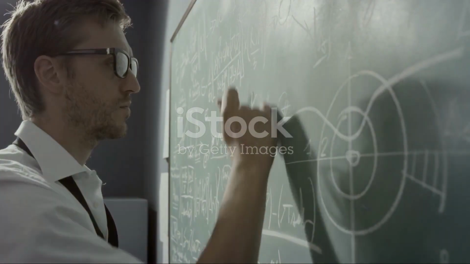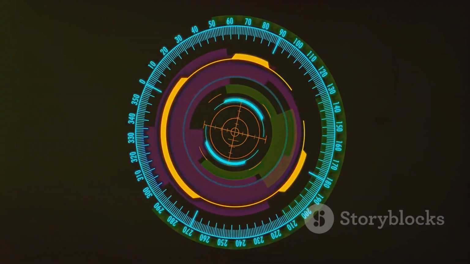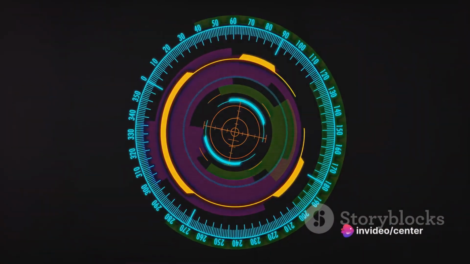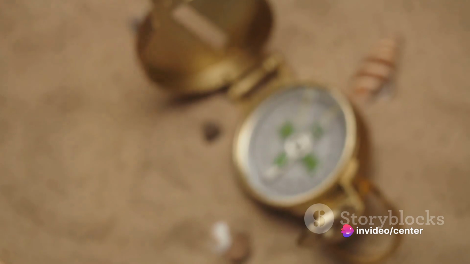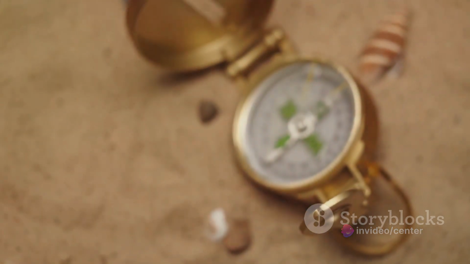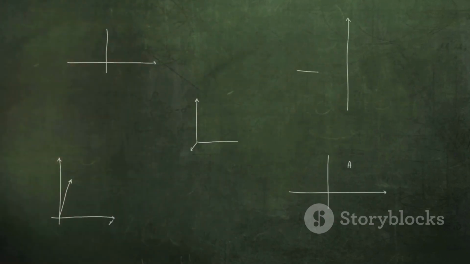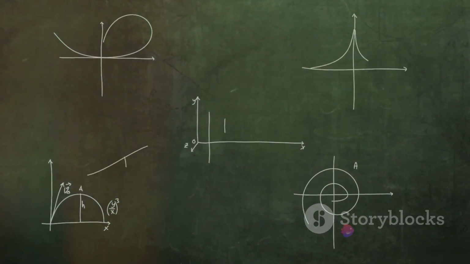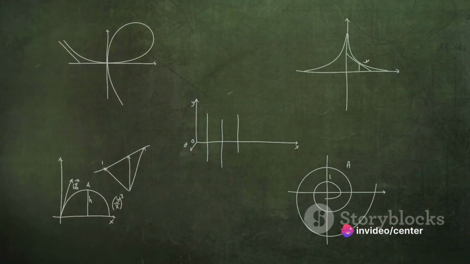Polar coordinates also give us fascinating shapes through their equations. For example, the equation for a circle is r equals a, where a is the radius. The cardioid's equation is r equals a times (1 minus the cosine of theta). The spiral of Archimedes is given by r equals a times theta, and the lemniscate of Bernoulli has the equation r squared equals a squared times the cosine of 2 theta.